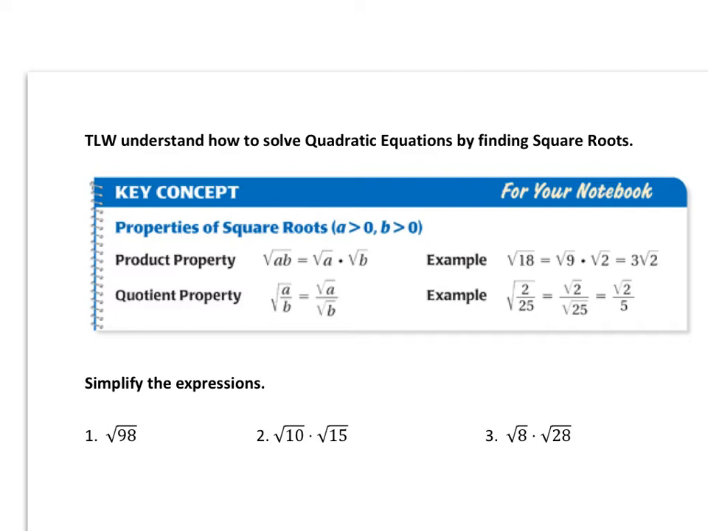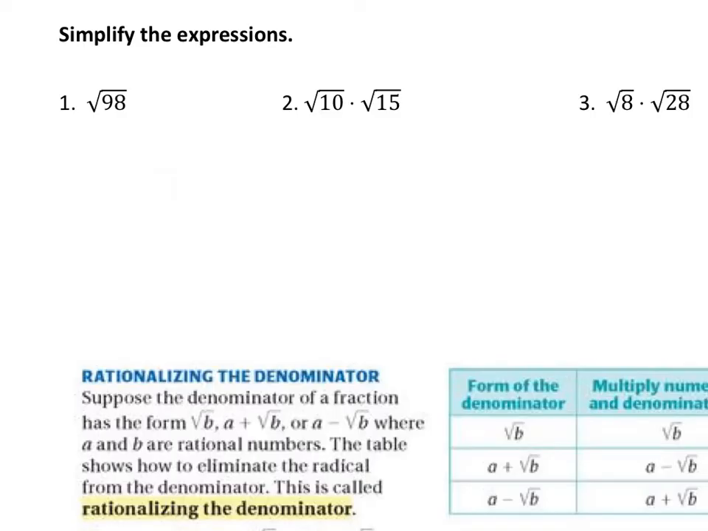Okay? So let's take a look here at some examples. Alright, so square root of 98. Okay, so you want to find the largest perfect square. Because yes, 4, maybe 16, but the largest here, 49. I can break that into 49 and 2, so that's 7 square root 2.